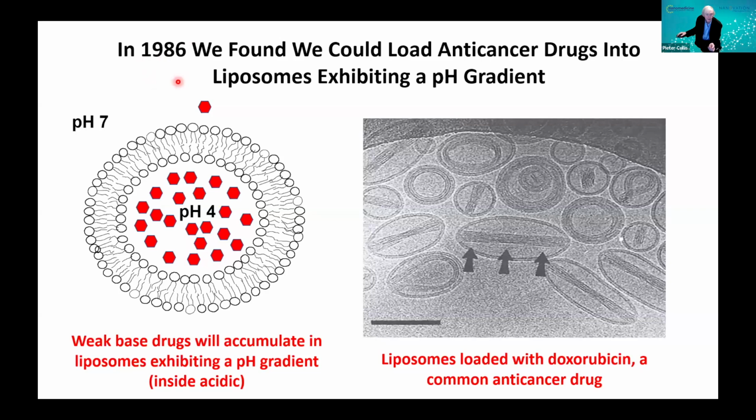So in the mid 80s, we found that we could load cancer drugs into these small vesicles. A lot of drugs are weak bases. A lot of cancer drugs, actually 50% of all drugs are weak bases, and they have the property that in their neutral form they can go across the membrane, get protonated, then they get trapped on the inside. And this is kind of an iconic figure just showing doxorubicin being accumulated to the point that it forms crystals on the inside of these liposomal systems.